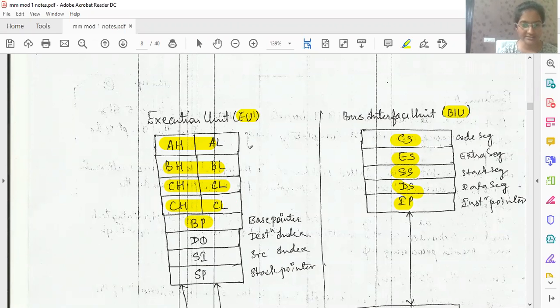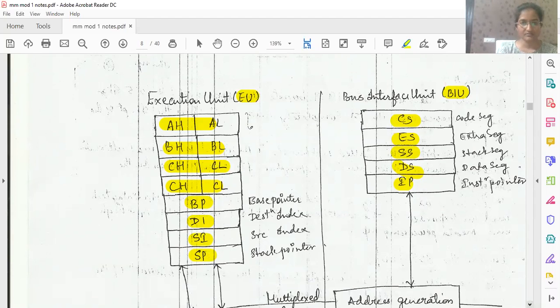Then you have DI, that is destination index. We will see the functions of all these registers in detail. Okay, we'll just get familiarized with the names of the different registers here. Source index register. Then you have the stack pointer register. All right, the stack pointer and its functions we have already seen in 8085 also, and the same function will be performed by the pointer registers in this 8086 also, right?